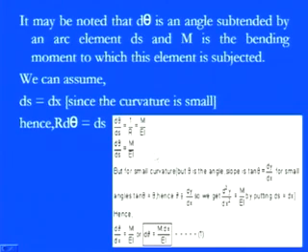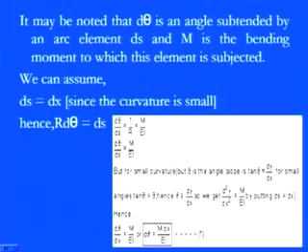Now for the slope, which is dy by dx, equal to tan theta. If I say theta is very small, then tan theta equals theta, so we can say that theta equals dy by dx. And now for the main deflection equation, d2y by dx square gives M by EI.